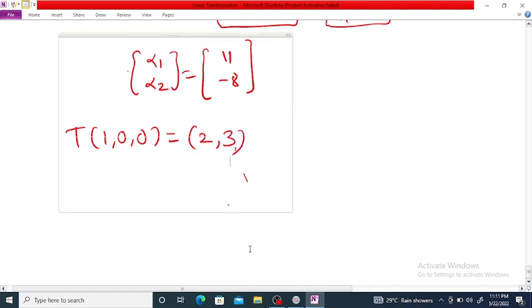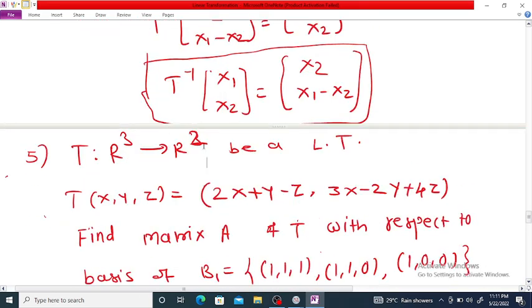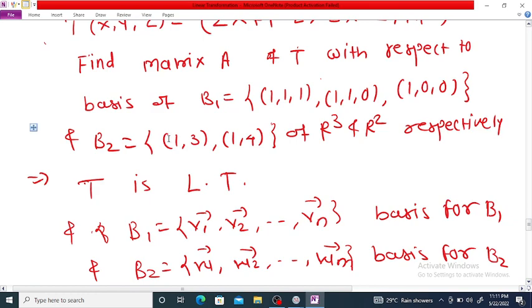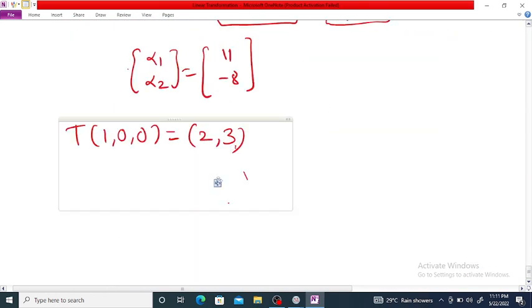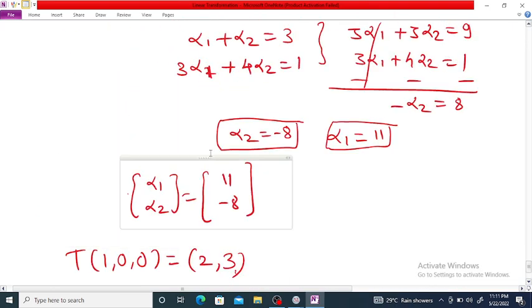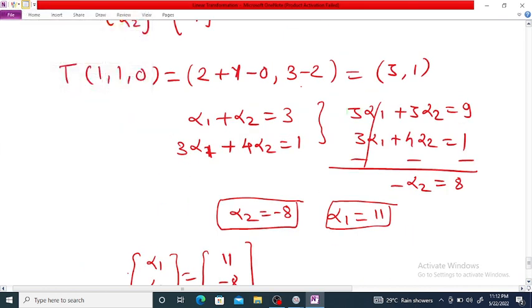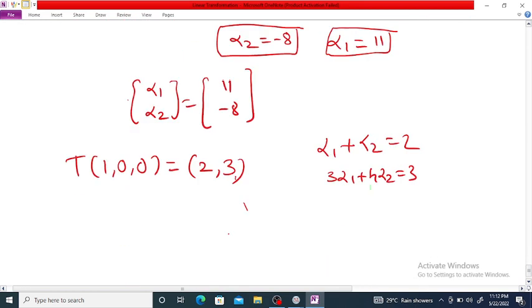Now this vector (2, 3) lies in the codomain vector space, that is R squared, but the basis of R squared is given as (1, 3) and (1, 4). So we want to express this (2, 3) as a linear combination of (1, 3) and (1, 4). Again we get the same equations: alpha 1 plus alpha 2 is equal to 2, and 3 alpha 1 plus 4 alpha 2 is equal to 3. Instead of 3 and 1, I am writing here 2 and 3.